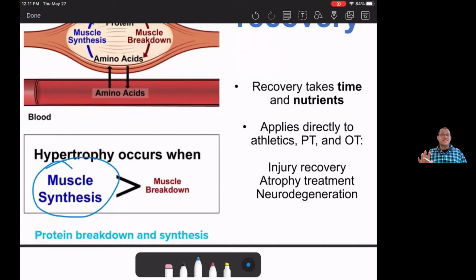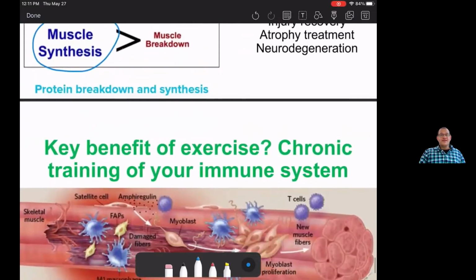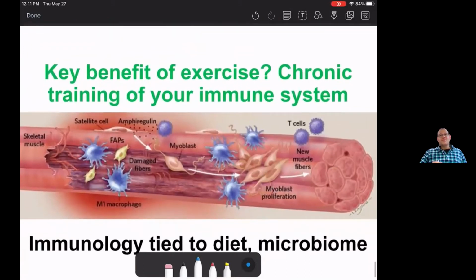Not being holistic or anything, that's literally what the processes are going into, but this is a blue text or green text slide, so it's not on the exam. So kind of last cool thing: why is chronic exercise such a good thing? It's because when you repair the muscles, it's not just that you're going to build more muscle.